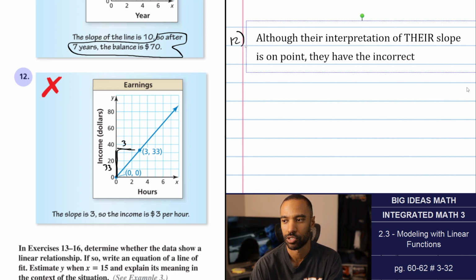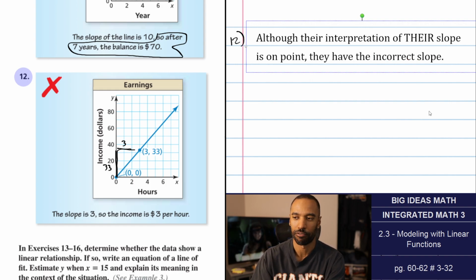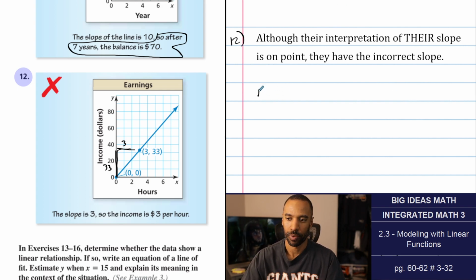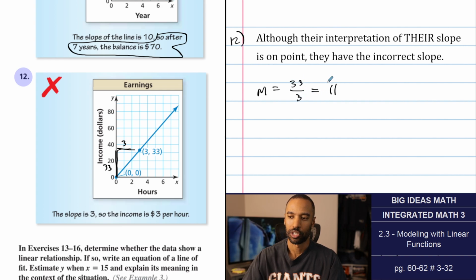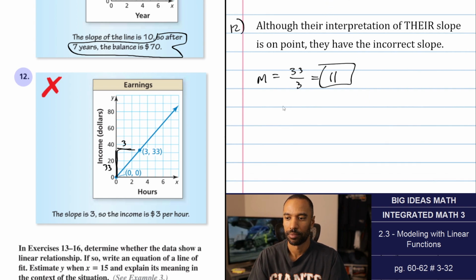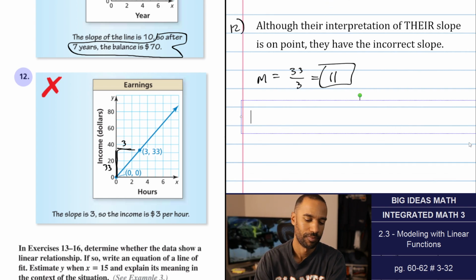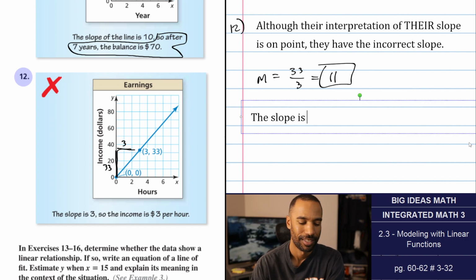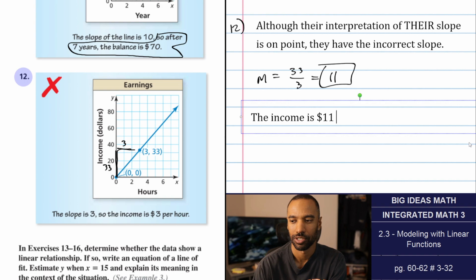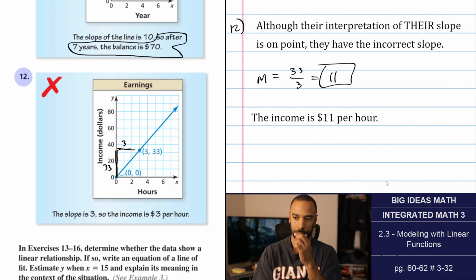So let's correct their slope, and then let's write it exactly as they wrote it for the other part. So the slope should be change in y over change in x, 33 over 3, which is 11. So how do we interpret that one? We say the income is $11 per hour. $3 per hour is a poor income. The income, not the slope. The income is $11 per hour. Okay, there we go.